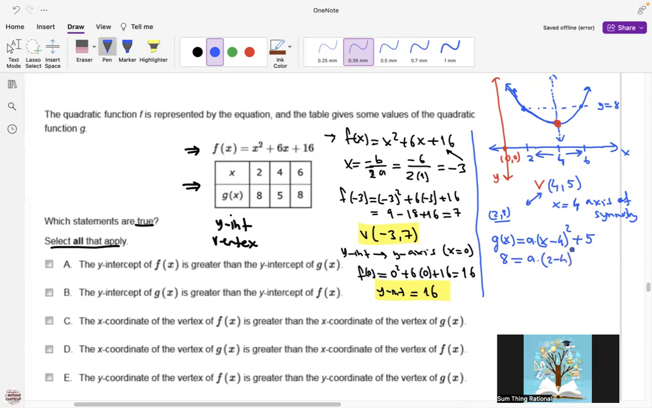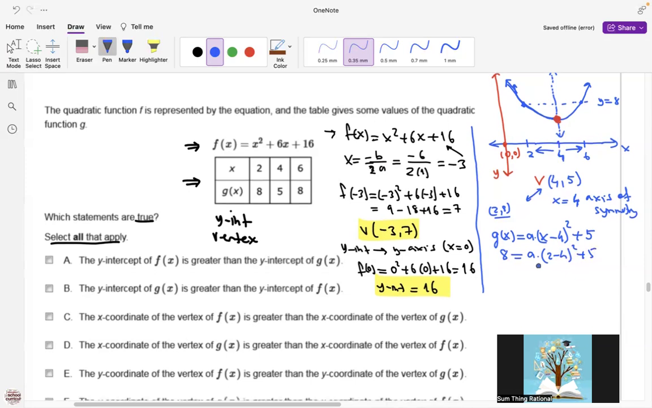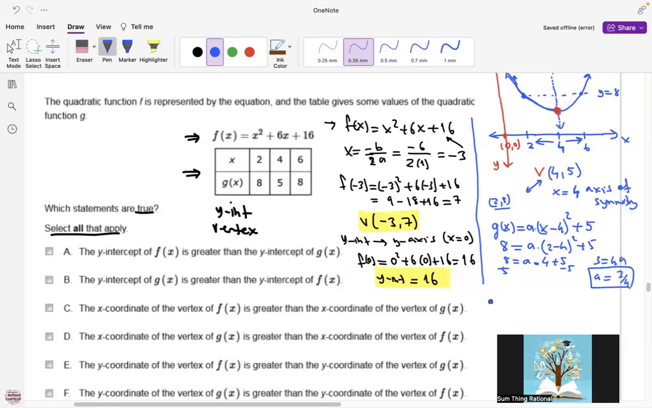8 is equal to a times (2 minus 4) square plus 5. So 8 is equal to a times negative 2 square, which is 4, plus 5. When you simply take 5 from both sides, 3 is equal to 4a. So a will be equal to 3 over 4, okay? 3 fourths. Because of that, you can write our g of x function: g of x is equal to 3 over 4 times (x minus 4) whole square plus 5.